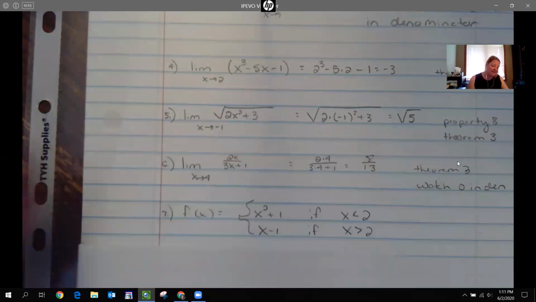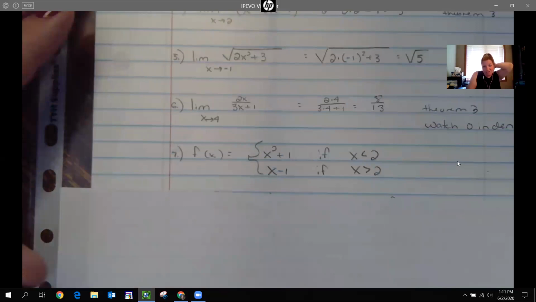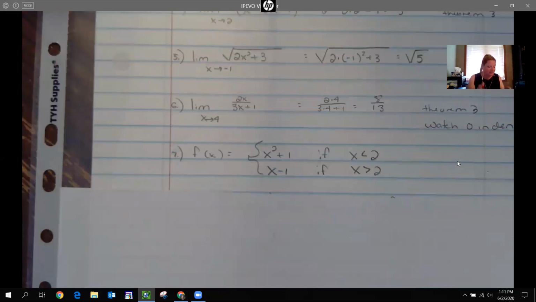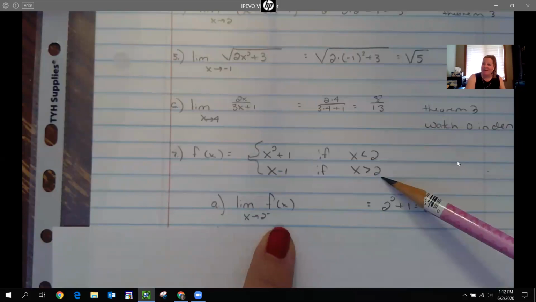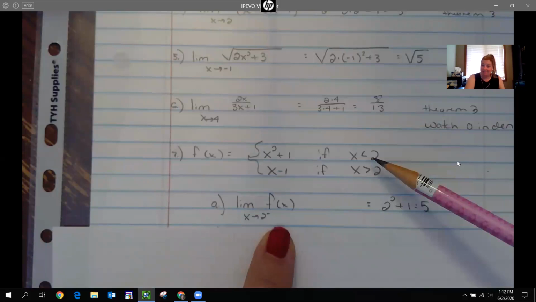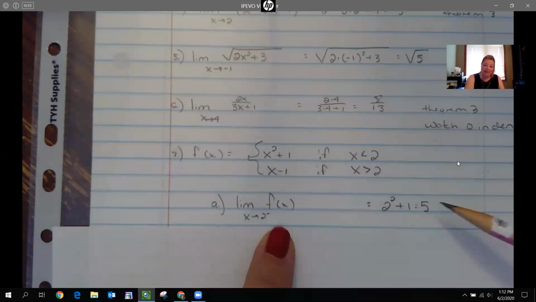Another one you might see is a piecewise function. So it's saying, okay, if x is less than 2 or greater than 2, you have these different functions. So if I'm asked, what's the function doing at 2 from the left? Which one represents from the left side of 2? Less than, right? Those are numbers on the left side. So we would use this function and plug in our 2 value to get 5.